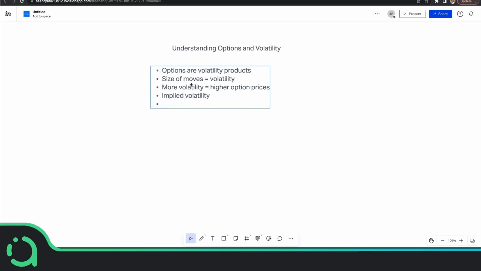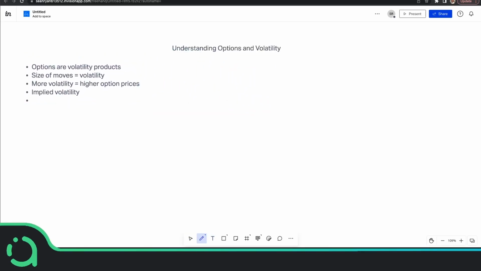So how do we actually make money buying or selling options? Well, let's say we choose to buy an option today. The price we pay is based on the expected volatility in the future. So let's go ahead and draw this out. So we'll draw a graph. And on the x-axis, we're going to have time. And on the y-axis, we're going to have volatility.